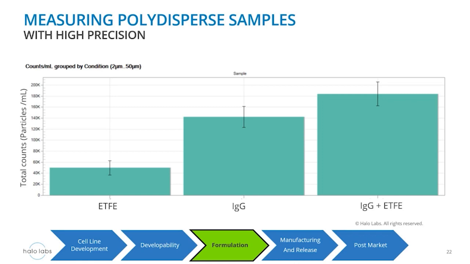And then next we have stir-stressed human IgG. And then we also have a combination of IgG and ETFE. And not only do we see that the combination of IgG and ETFE totals out at exactly 190,000 particles, which is what you would expect when adding these 2 samples. So not only are we demonstrating high precision there, but then you also have very tight CVs when measuring a polydispersed sample across multiple replicates.